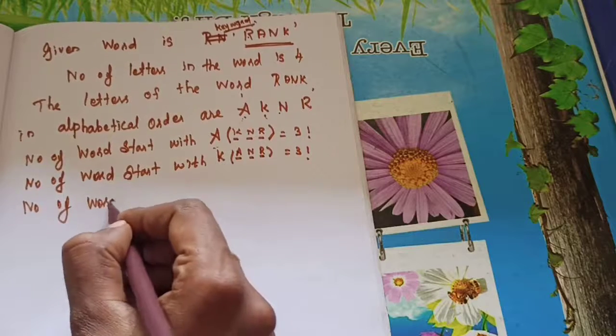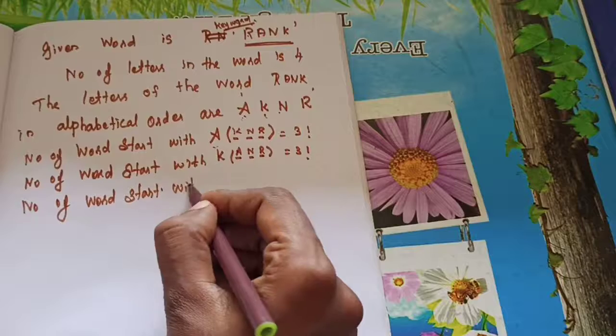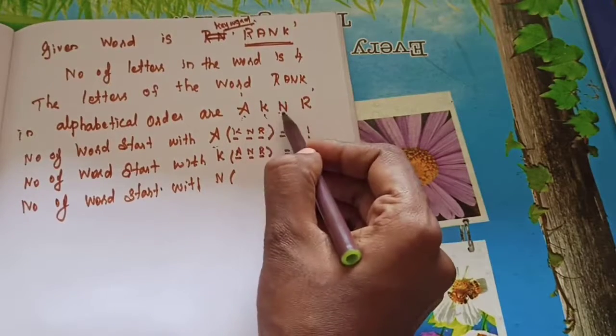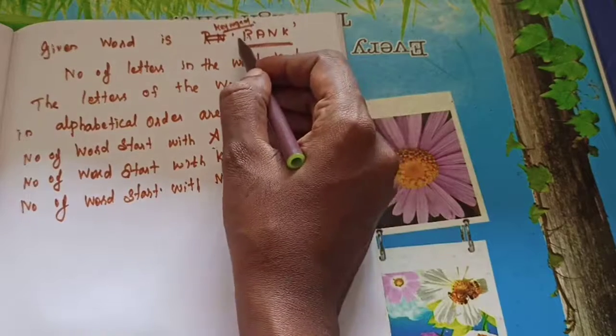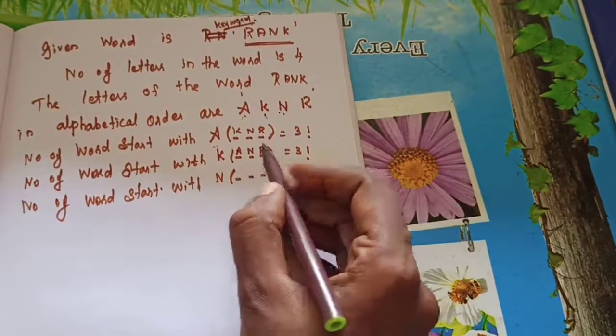Number of words starting with... what's the next letter? N. At once you see the keyword, N is there. Here what's the keyword? R. So it's not matching. So how many letters will be the balance apart from N?